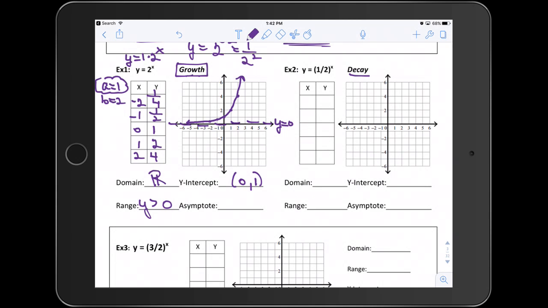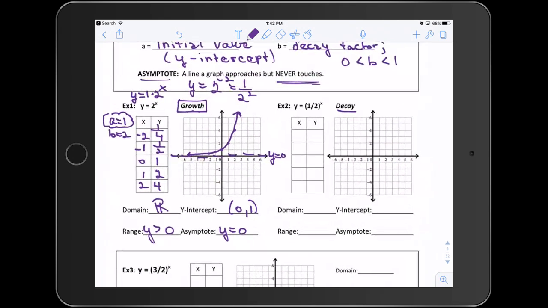So you can't say it's the x-axis. You don't say the asymptote is the x-axis. You say that it is the equation y equals 0, because that is a horizontal line crossing the y-axis at 0. Okay, so those are important pieces of information that you need to be able to state once you graph your growth function. So now we're going to do that decay and show the difference here.